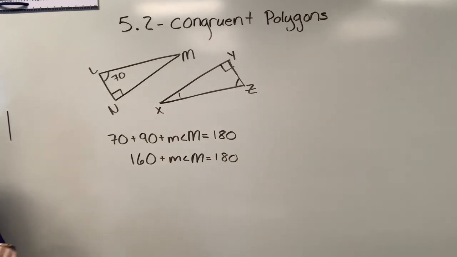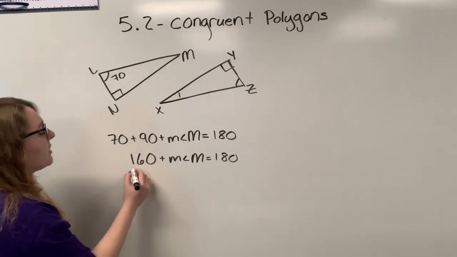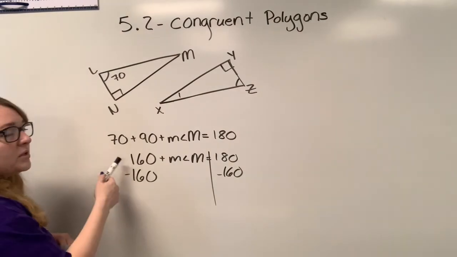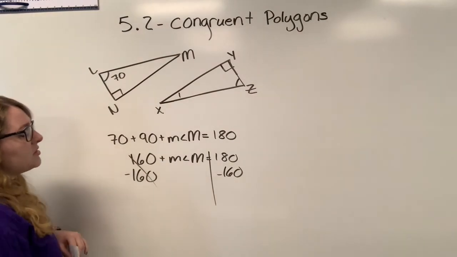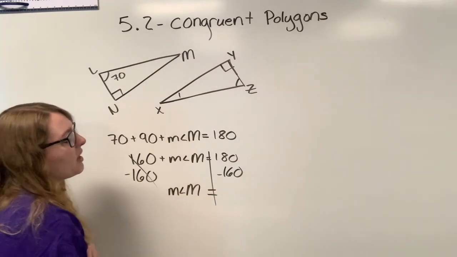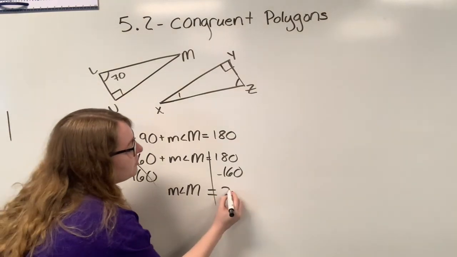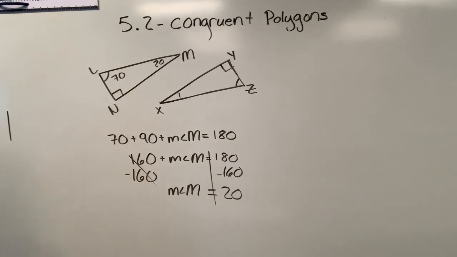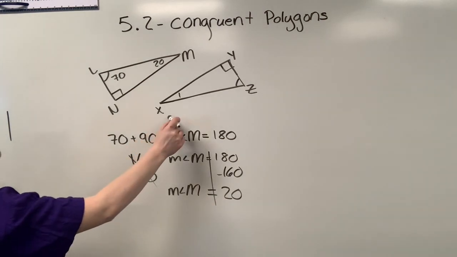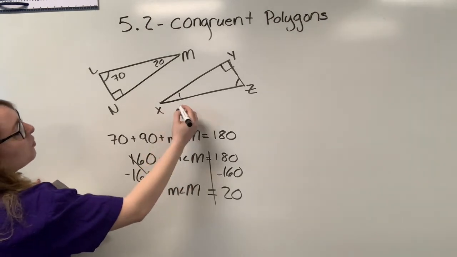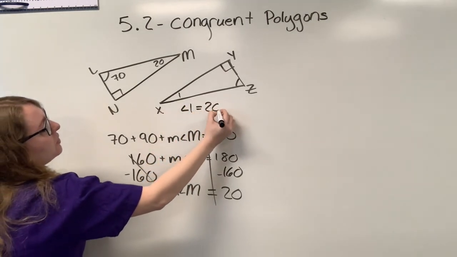Then to get the measure of angle M by itself, we are going to have to subtract 160 once on each side of the equal sign. 160 minus 160, those are going to cancel because they add to 0, leaving us with a positive measure of angle M. And then 180 minus 160 is going to give us 20 degrees. So angle M is equal to 20 degrees. But we didn't want to find angle M, we wanted to find angle 1 or angle X. But since angle M and angle X correspond, then that means that angle 1 is also equal to 20 degrees.